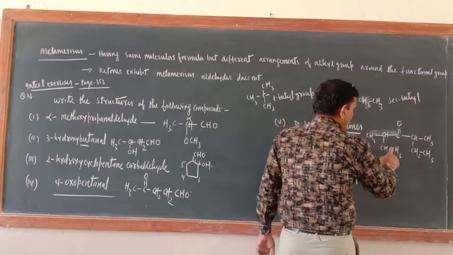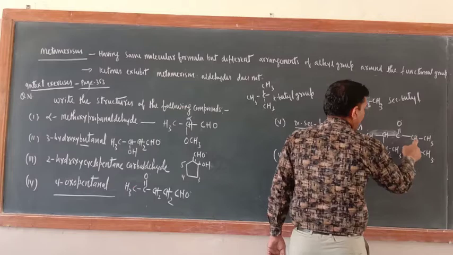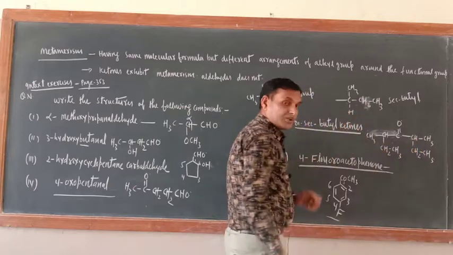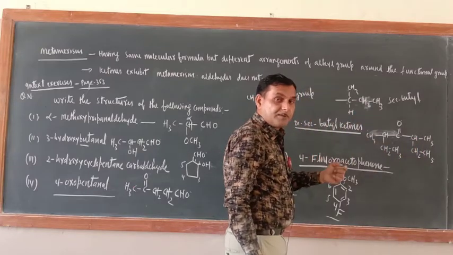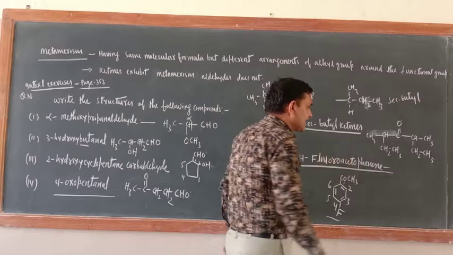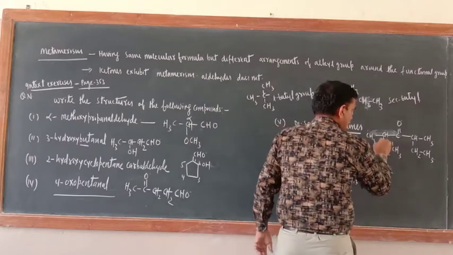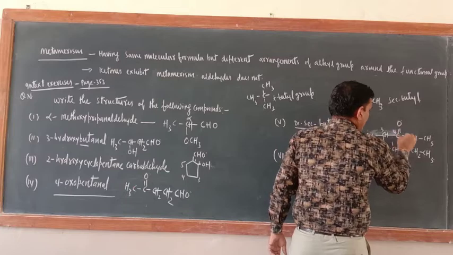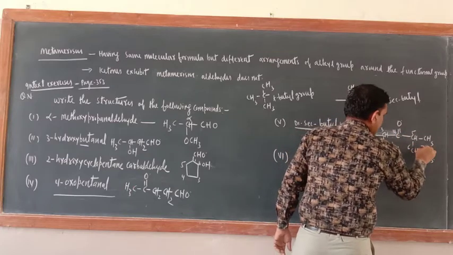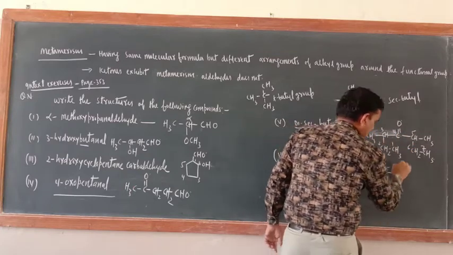This side also 1, 2, 3, 4, 5, 6, 7. So we should select the longest continuous chain which must contain the functional group. So what is the IUPAC name of this compound? 1, 2, 3, 4, 5, 6, 7. So what is the name of this one?